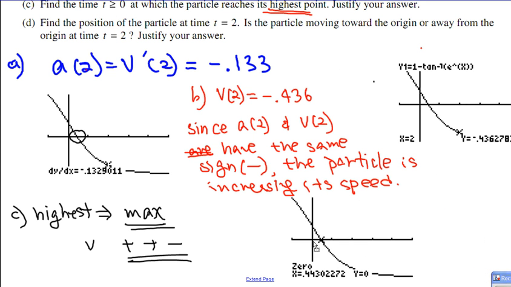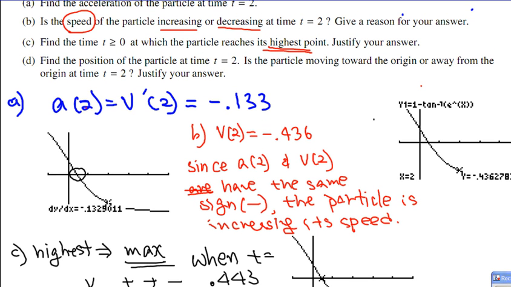So we have when t, same thing as x in this case, is equal to 0.443. So there we have it. When t is equal to 0.443. Let me go back and read the rest of them. Find the time t. Okay. And justify your answer.